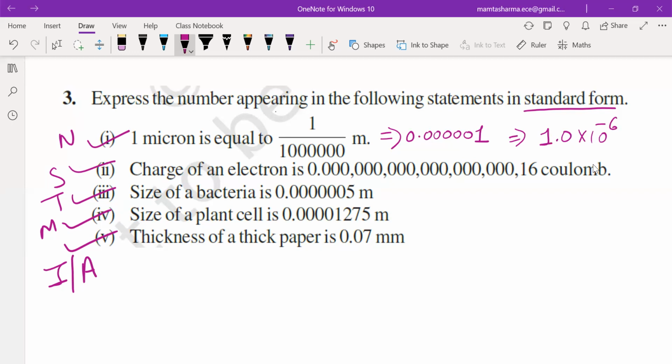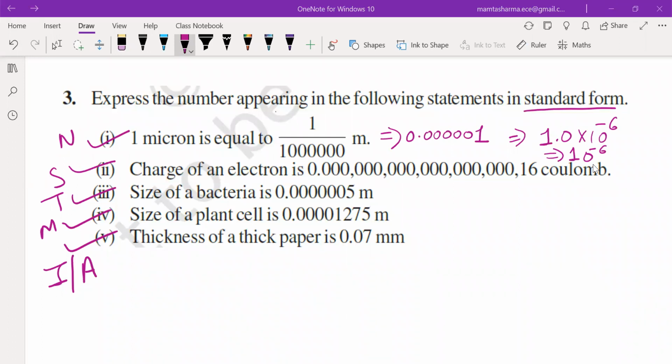Yes, correct. Or you can say directly, it will be 10 to the power -6 only. If nothing is there, it means there is a multiplication of 1. Yes. We are multiplying 1. Ananya, not correct.